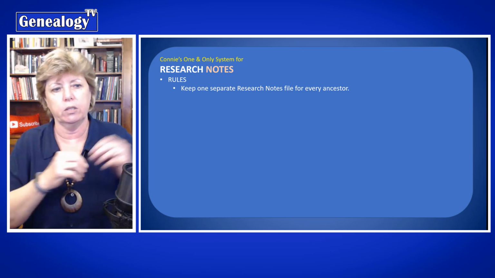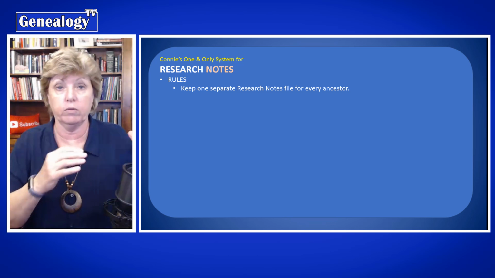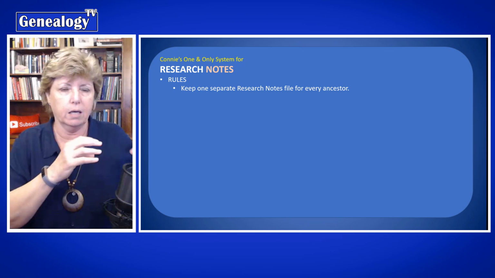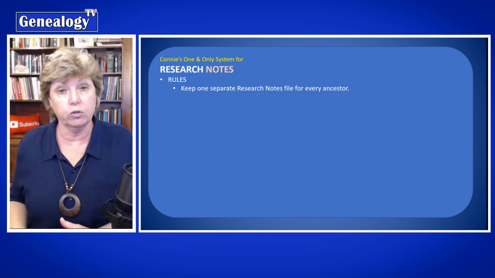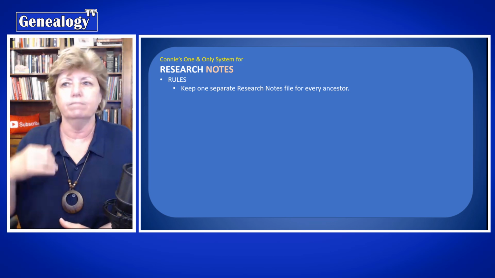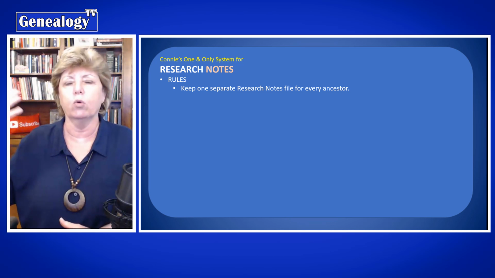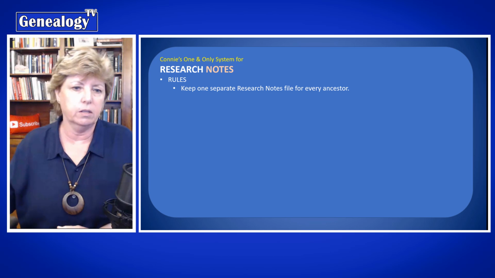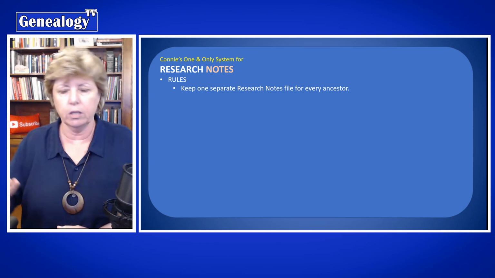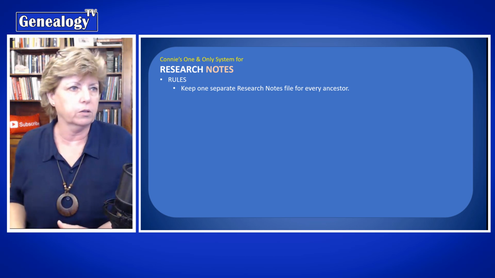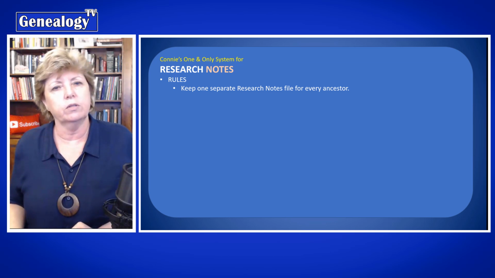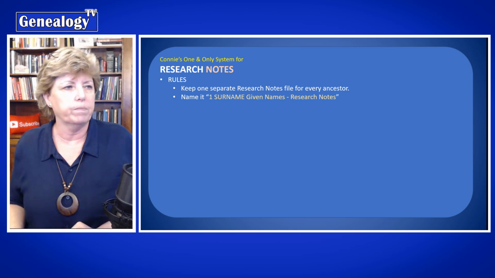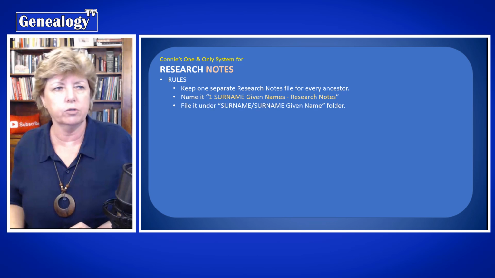That piece of information, let's say it was from a census record where there were 4 or 5 people named, I'll cut and paste that same information into each one of their research notes so that 100 years from now, if only one of those documents is important to somebody, they're looking at it, they got that information there. So one separate set of research notes for every ancestor. Name it with one surname, given name, dash research notes.